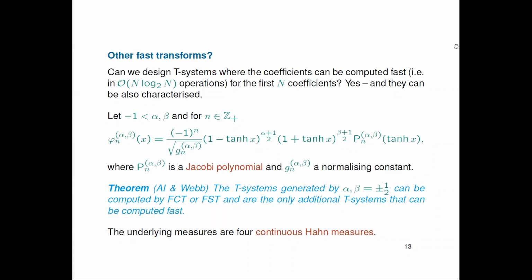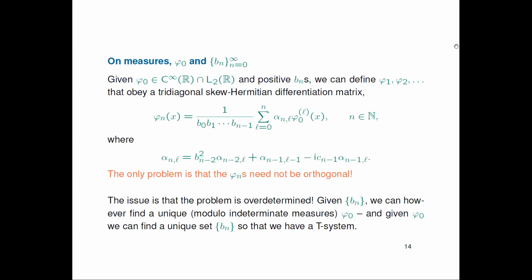And all these are orthogonal systems. By the way, the underlying orthogonal polynomial is not a Jacobi polynomial. It is a continuous Hahn polynomial, as it is called. But out of them, when alpha and beta are either +1 or -1, then we have a fast transform, either cosine or sine. In other words, we have exactly 4 T systems for which we have this sort of fast transform. And that's it. Nothing else is possible. It is not an easy theorem to prove, but we proved it. Okay, let me move faster.